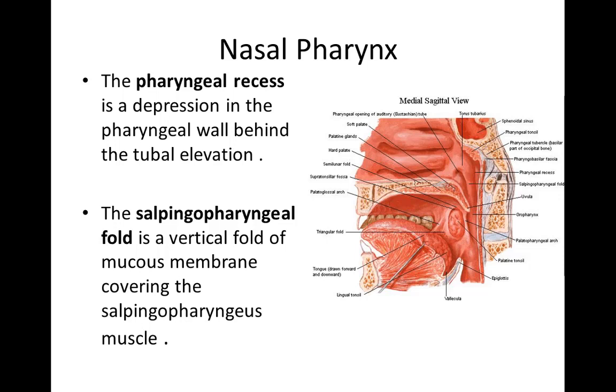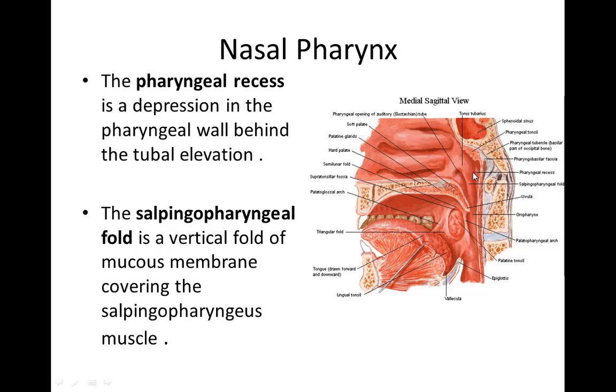Also here we have this tubal elevation, which is formed by the salpingopharyngeus muscle we had seen in the previous slides. So here there is a longitudinal muscle, the salpingopharyngeus muscle, and its covering mucosa will form this tubal elevation. And at this tubal elevation we have an opening, which is the pharyngeal opening of the auditory tube or Eustachian tube.